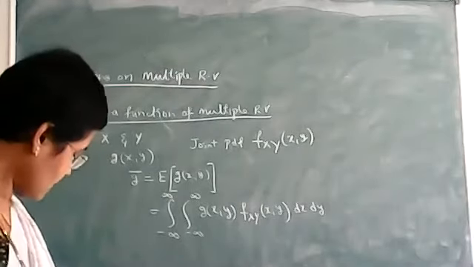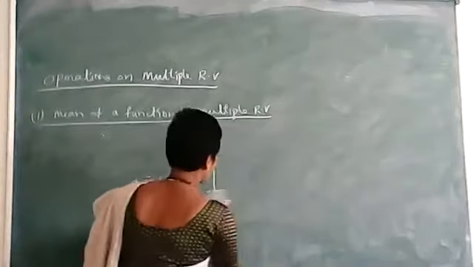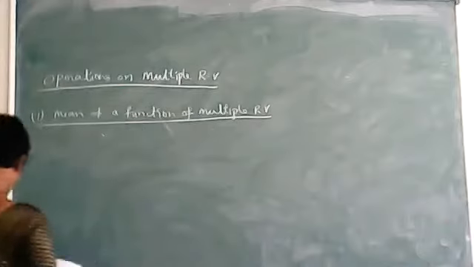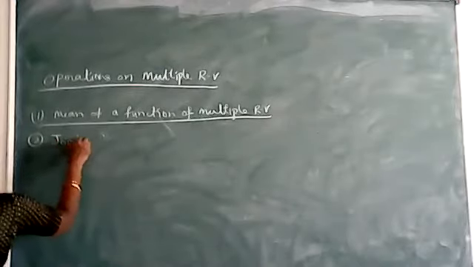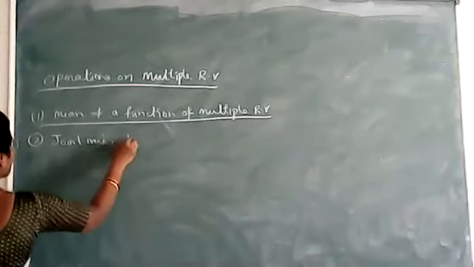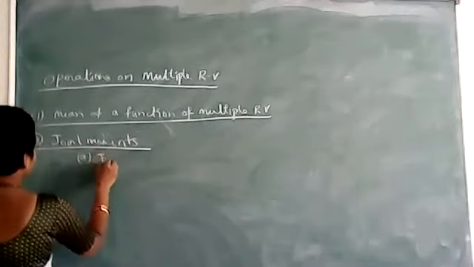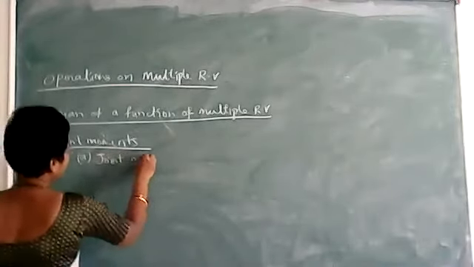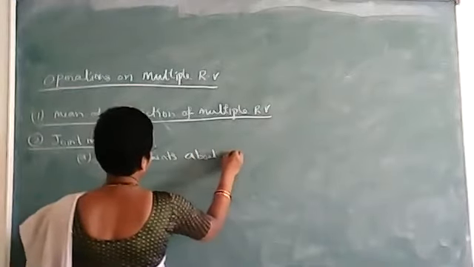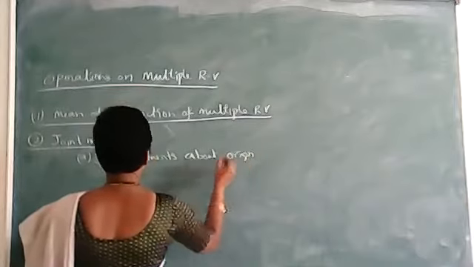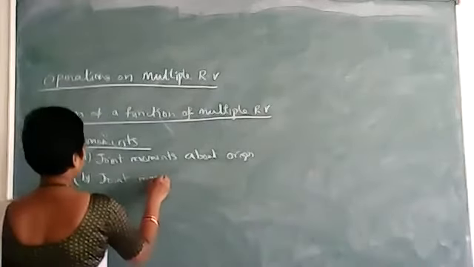Now we will discuss joint moments. The second operation that can be performed on random variables is joint moments. In this we will be discussing two topics. The first is joint moments about the origin, and the second is joint moments about the mean. First we will discuss joint moments about the origin.